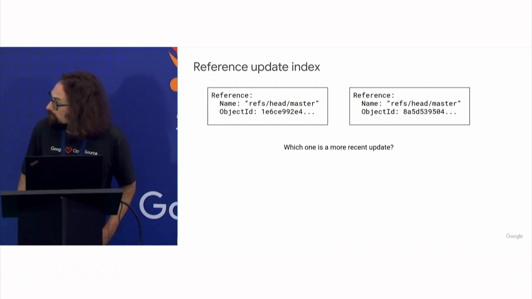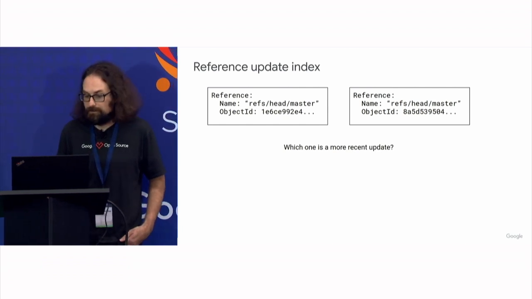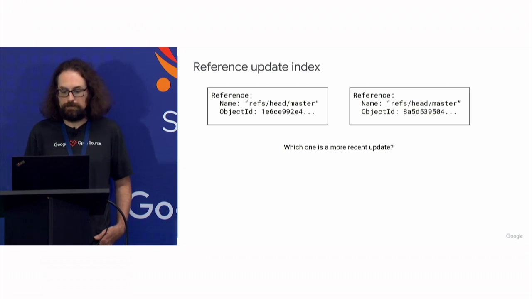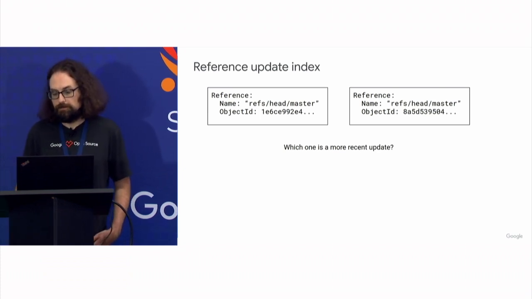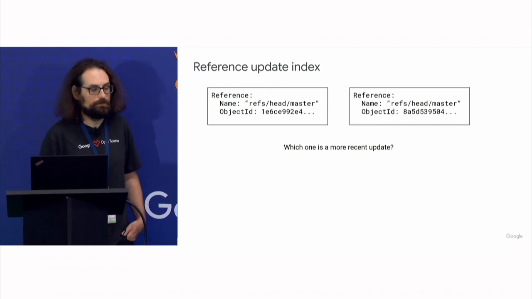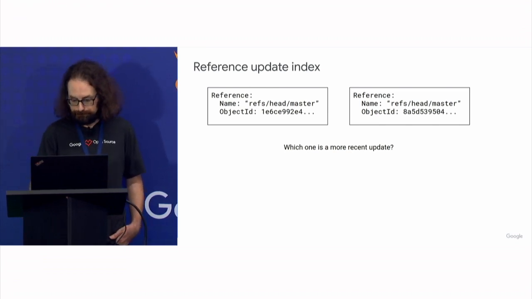Then the next thing that we added into JGit was the reference update index. So basically our plan was: you have a reference that says this is master and points to an object ID. You have a reference saying this is master pointing to an object ID, but which one is the most recent version of this?